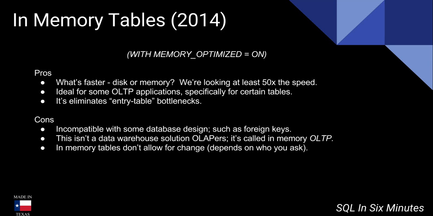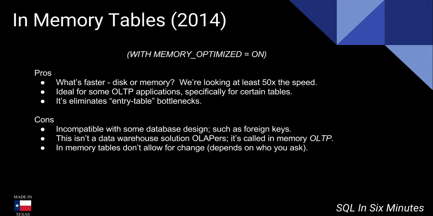Number one, it's faster, right? I mean, what's faster than disk or memory? If you have to read from disk and then put that into memory, what's going to be faster if it's already in memory? In some cases, you're looking at 50 to 100 times the speed. This is ideal for some OLTP applications, specifically for certain tables.